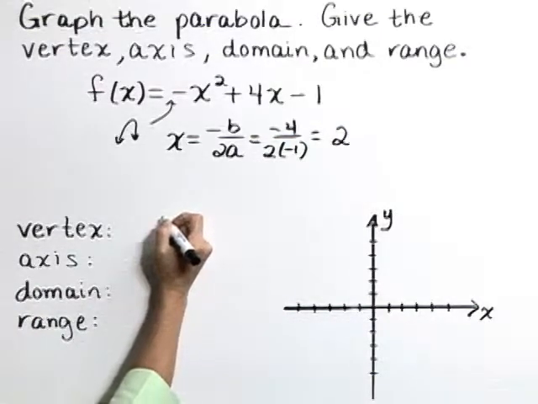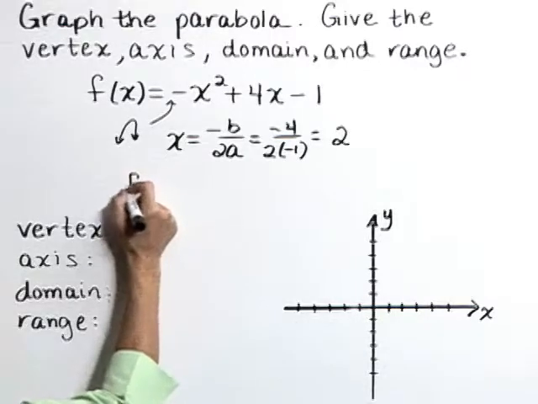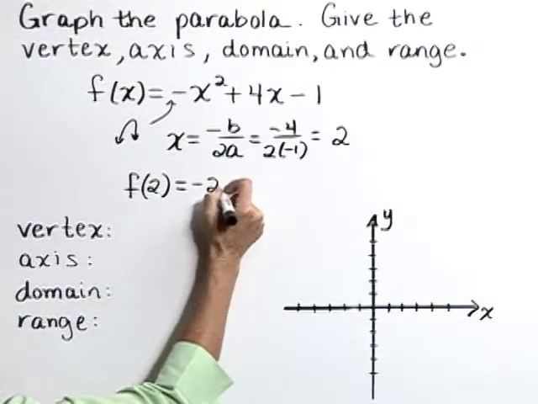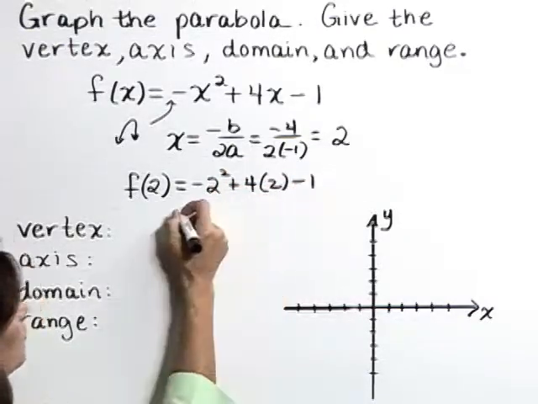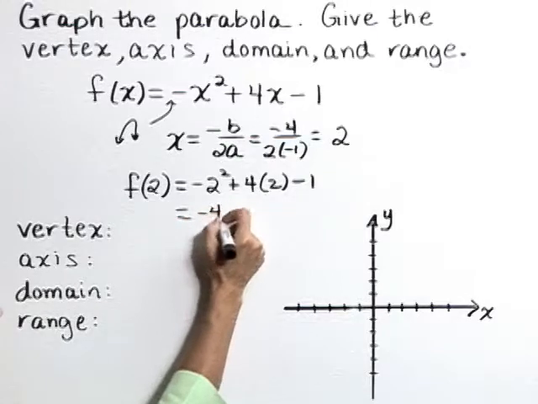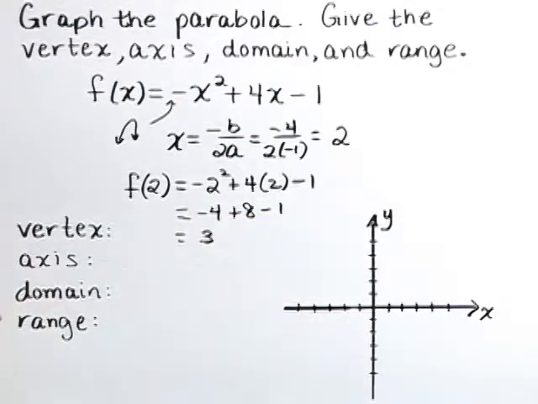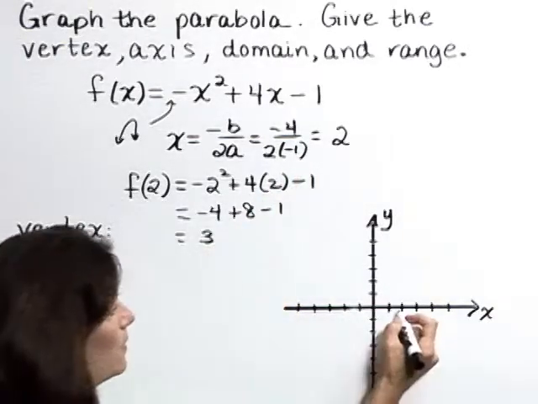We can find the y value, or functional value, you might say, of the vertex by finding then f of 2, which is a negative of 2 squared plus 4 times 2 minus 1. That's a negative 4 plus 8 minus 1, or 3. So this parabola has a vertex at the point 2, 3.